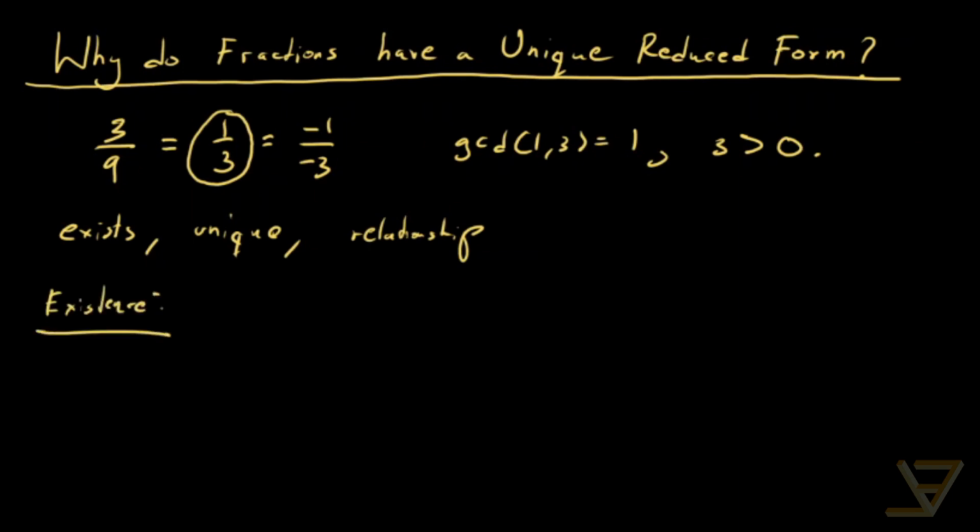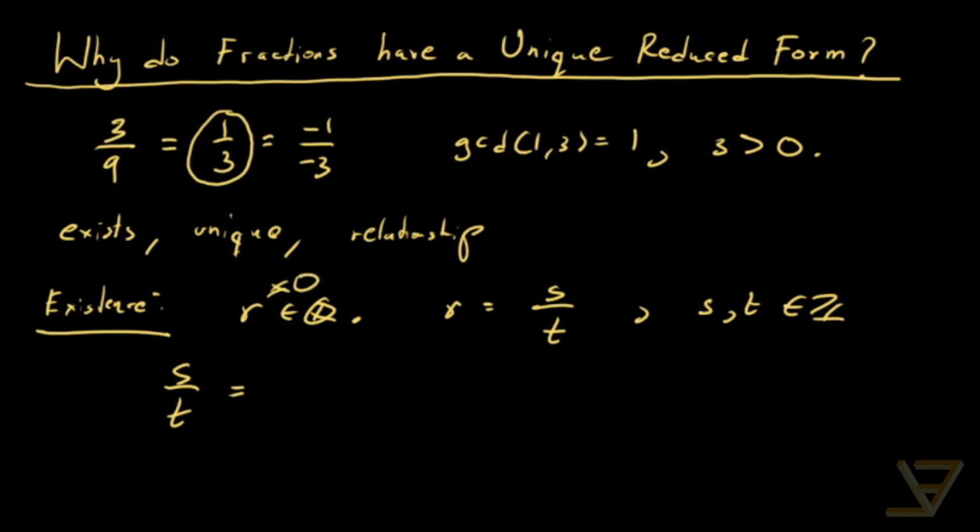This one is not too bad. Let's say R is a rational number. Then by definition, R is equal to S over T for some integers S and T. We're also assuming that R is not 0, because weird things happen when R is equal to 0. So S over T is equal to negative S over negative T. So we can assume without loss of generality that T is greater than 0, because if it's not, we can just take the negative of both the top and the bottom.